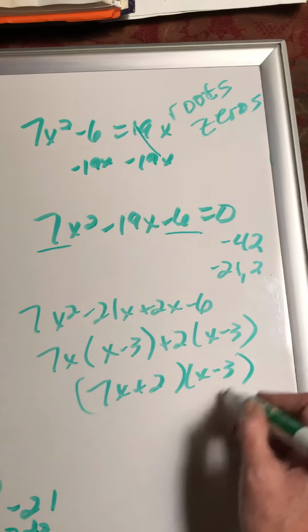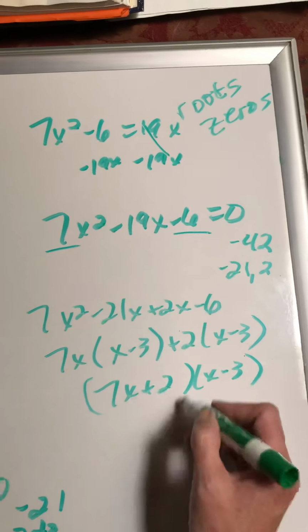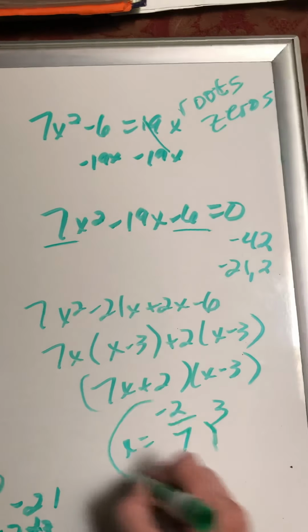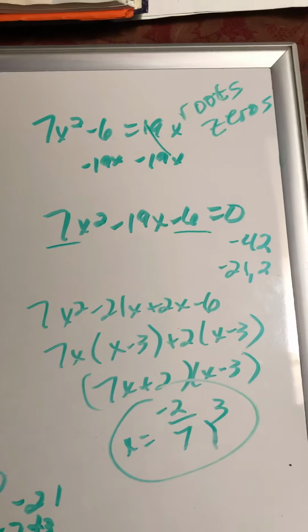Inverse operations, it's a minus 3, I need a plus 3. It's a plus 2, I need a minus 2. I'm multiplying by 7, I need to divide by 7. Inverse operations.